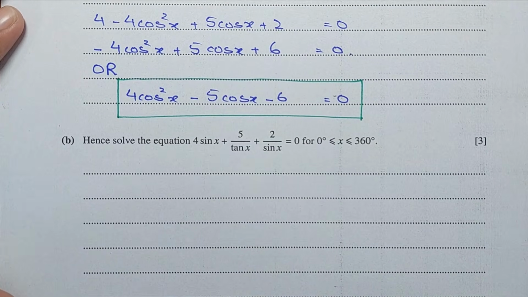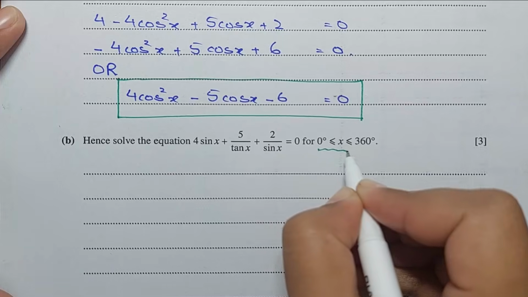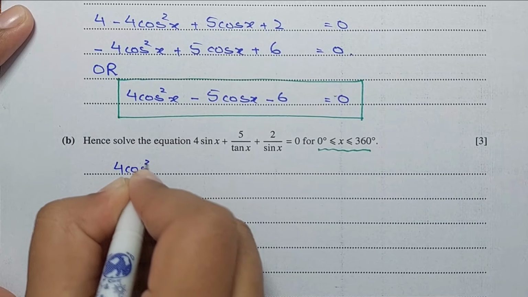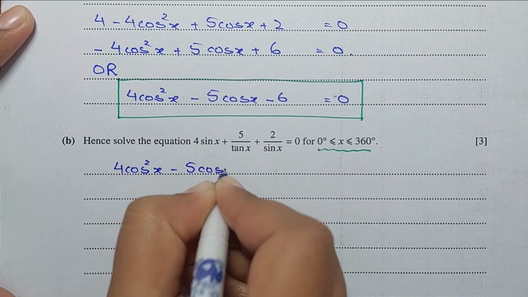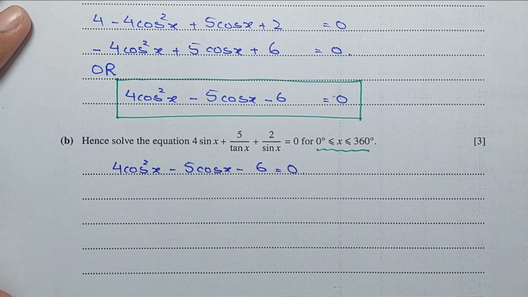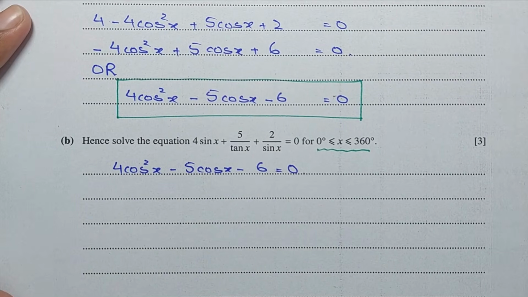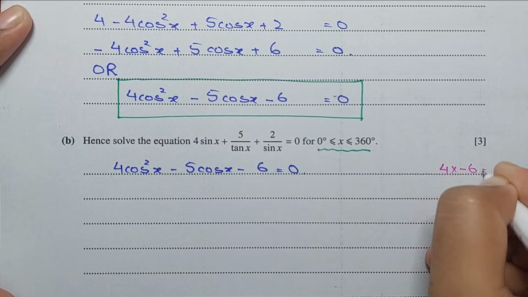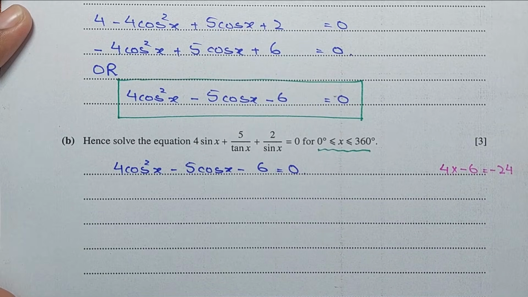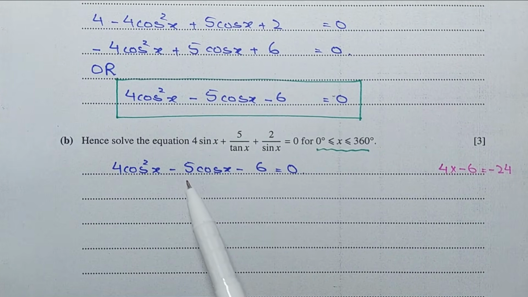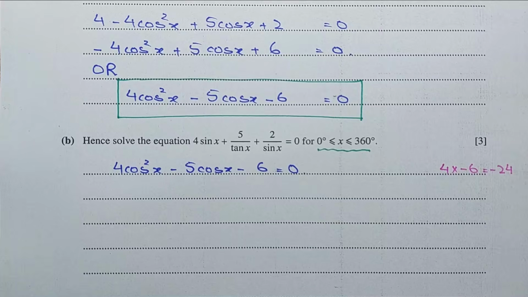Now for part B, hence solve the equation for 0 to 360 degrees. Means use this expression and solve it. So it is a quadratic equation. We can easily factorize this. 4 cos square x minus 5 cos x minus 6 equals to 0. 4 times minus 6 is minus 24. Now we need to find the factors of 24.